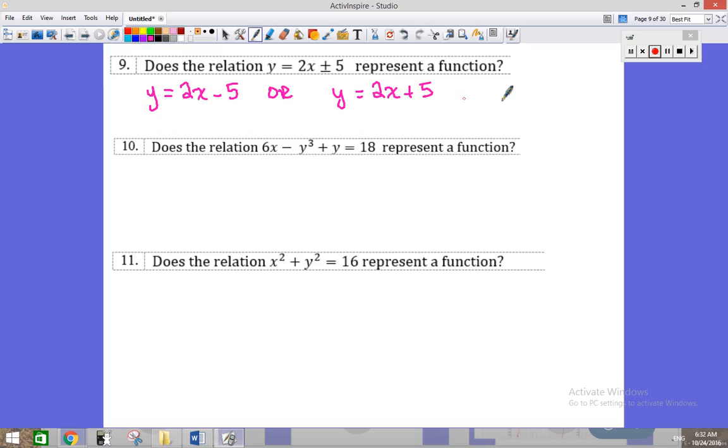So if we let x equal 0, what would it be related to? Well, over in this equation, it tells you 2 times 0 is 0, and 0 minus 5, it says a negative 5. But through this equation, when x is 0, you have a positive 5. So you don't have exactly one y value. 0 is related to more than one y value. This is not a function.